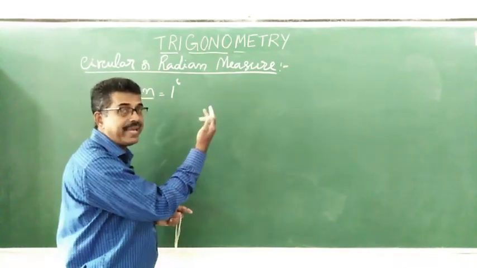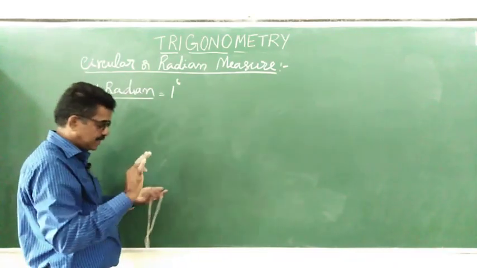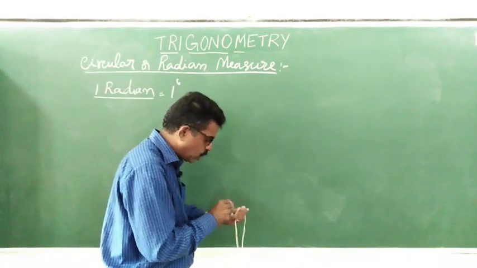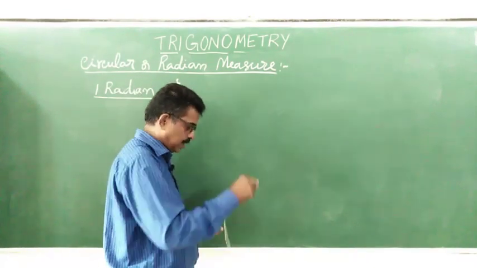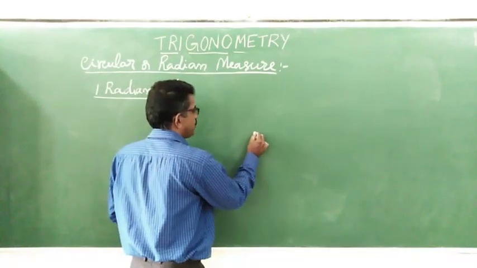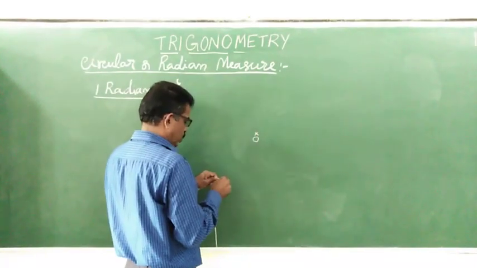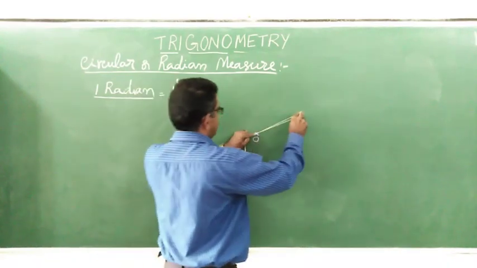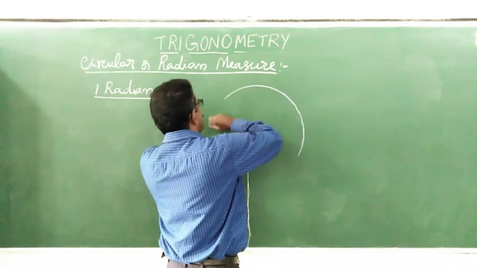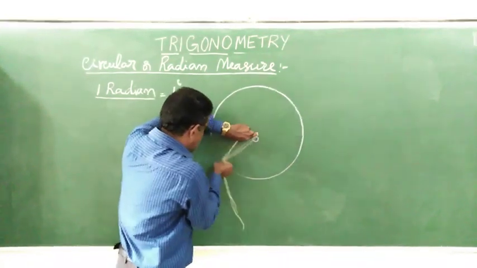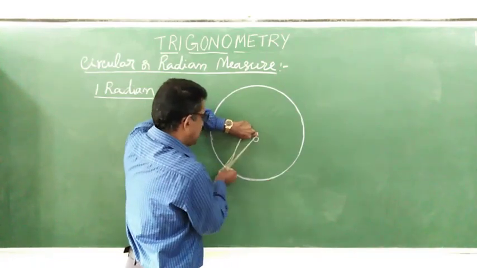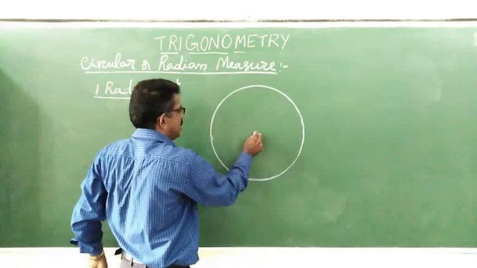So what I am going to explain: what is the radian? I will explain about that. Actually, what I do, let me draw a circle first. Let me draw a circle with the center at O, and let me take the radius R. Let me take the radius of the circle as R.